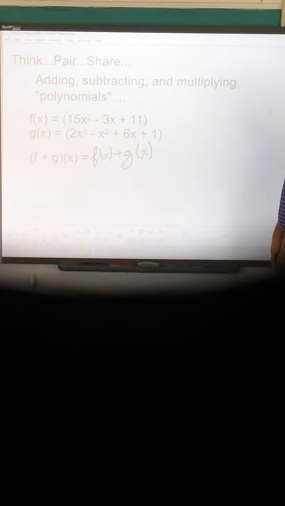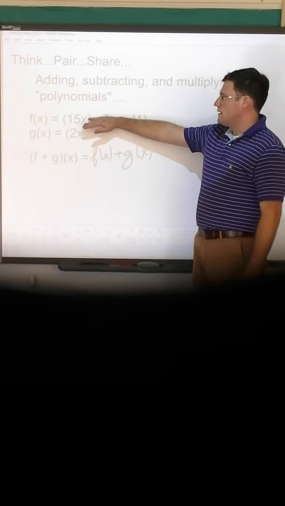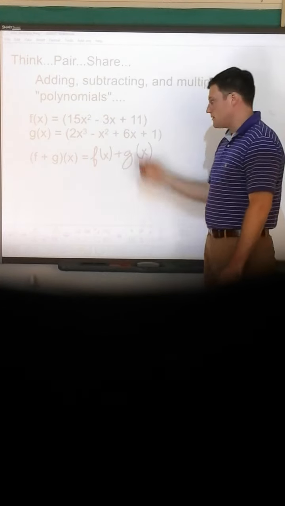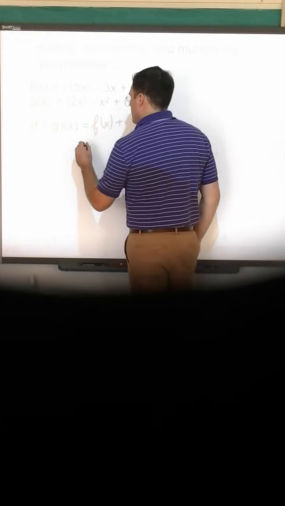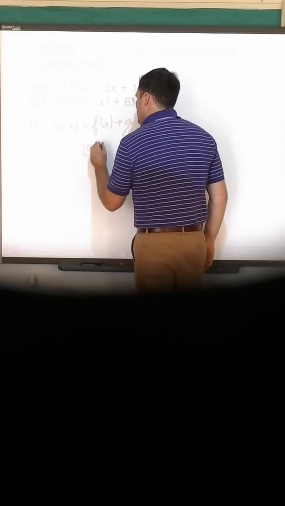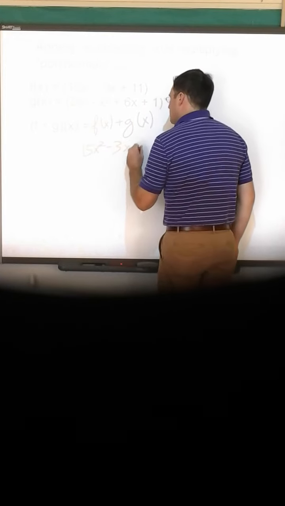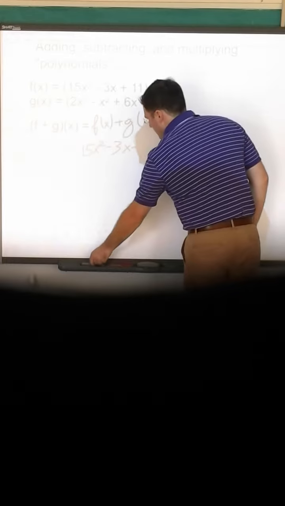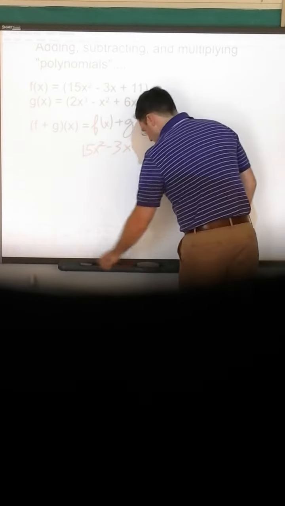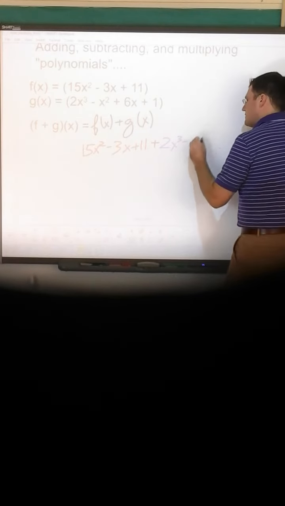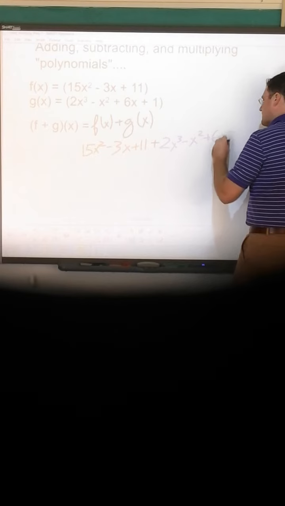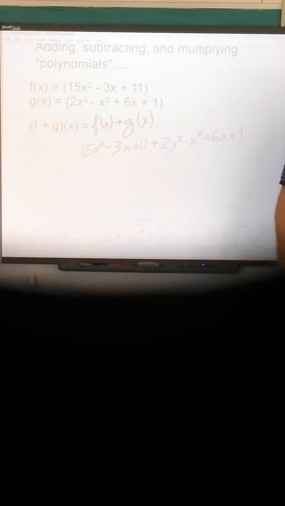Now, all we've got to do now is just plug in the actual expressions themselves for these functions. Okay, so that's the next step here. So I'm going to put this in red here, f of x is 15x squared minus 3x plus 11. Okay, and this is plus g of x, which is 2x to the third minus x squared plus 6x plus 1. Okay.